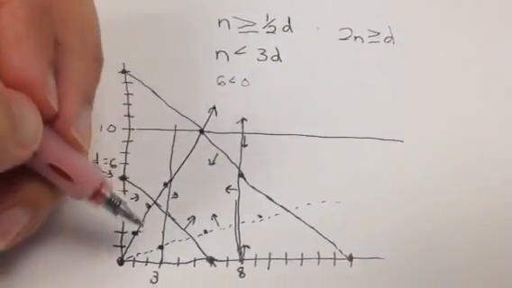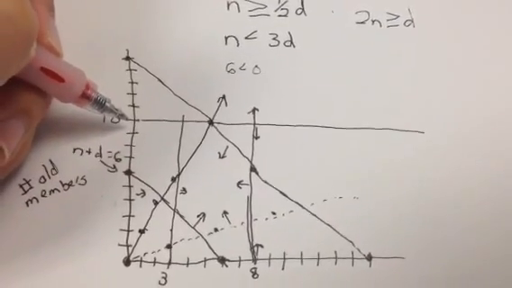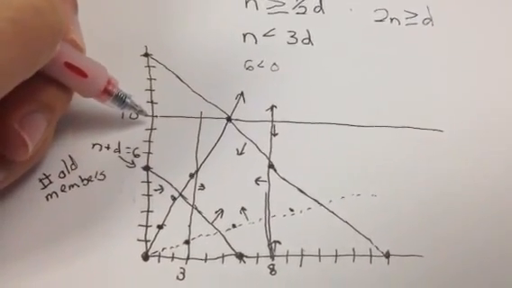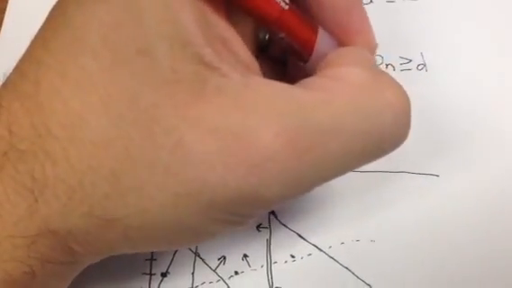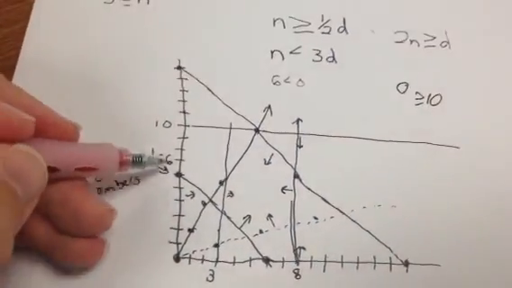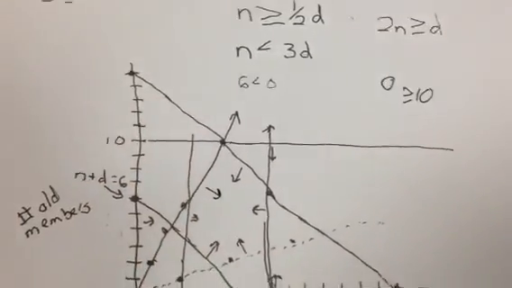Then we want to make sure that we have some points that work. So I'm going to take this point here, 0, 10, and see if it works. 0 for new members, 10 for old members. So that gives me 0 is greater than or equal to 10. That shows that this is not a solution. And so we're once again back in this portion.